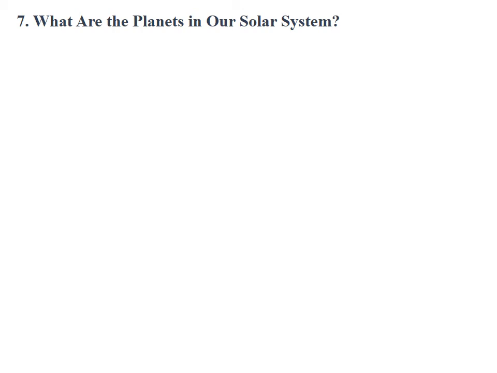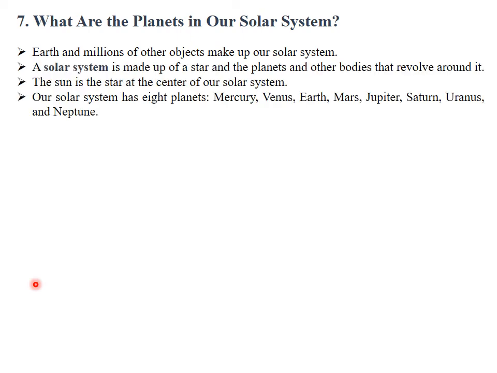Finally, let's see what are the planets in our solar system. Earth and millions of other objects make up our solar system. A solar system, by definition, is made up of a star and the planets and other bodies that revolve around it. The Sun is the star at the center of our solar system. Our solar system has 8 planets: Mercury, Venus, Earth, Mars, Jupiter, Saturn, Uranus, and Neptune.